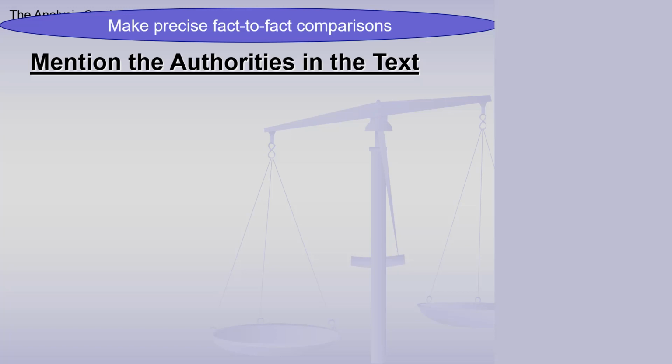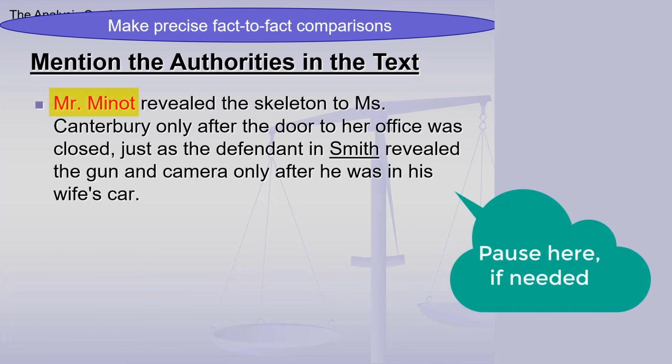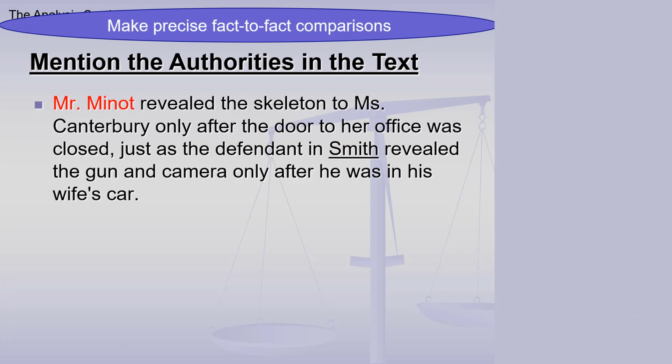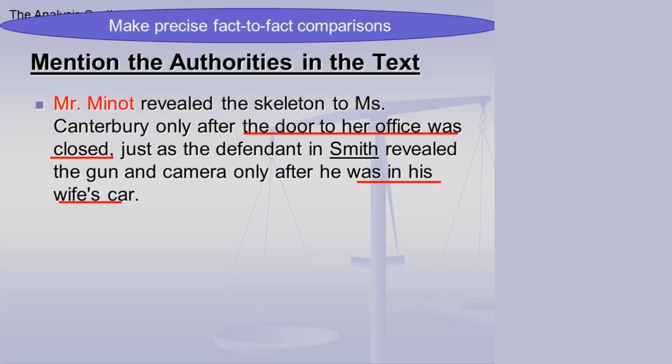In this example, I compare Mr. Minot, a person, to the defendant in Smith, another person. I also compare the skeleton, an object, to a gun and camera, more objects. I compare an office to a car, a car with its doors closed and where people are in private. So I'm comparing people to people, objects to objects, places to places. And I'm making very specific connections between particular facts in my case and particular facts in the precedential case.